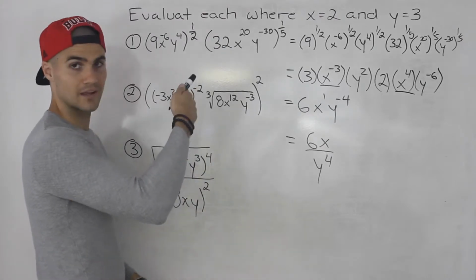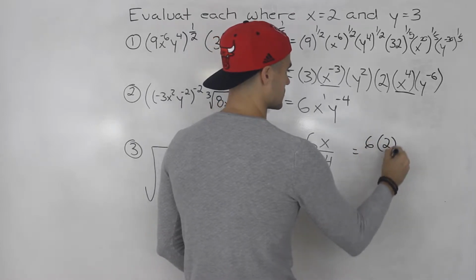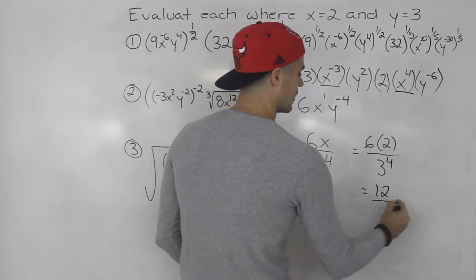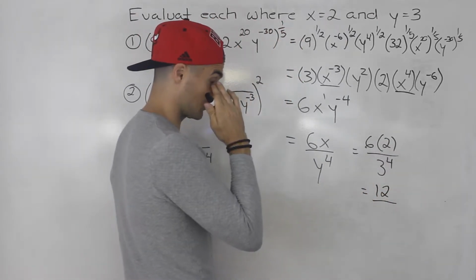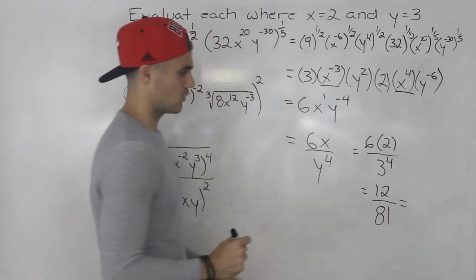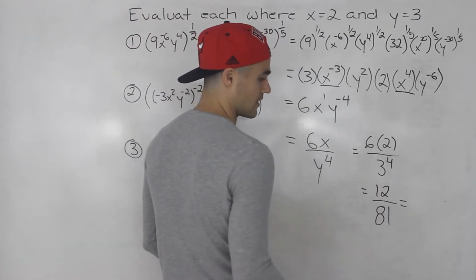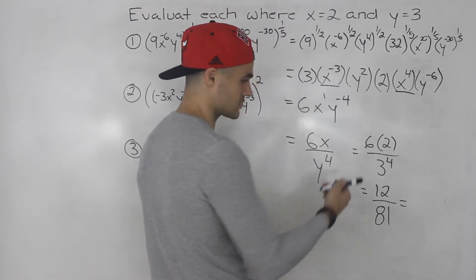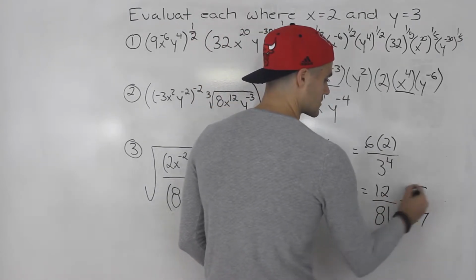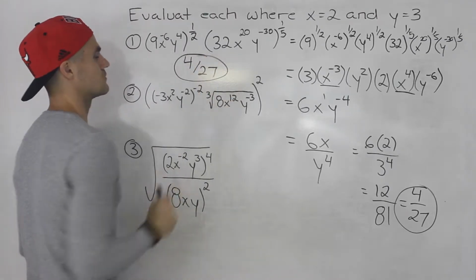And then at this point, you could plug in that x value 2, that y value of 3. So we would have 6 times 2 over 3 to the power of 4. So this would be 12. 3 to the power of 4 would be what? 81. And then 12 over 81 simplifies further. You could divide both the numerator and the denominator by 3. So 12 divided by 3 is 4. 81 divided by 3 is 27. So 4 over 27 is the answer to number 1.